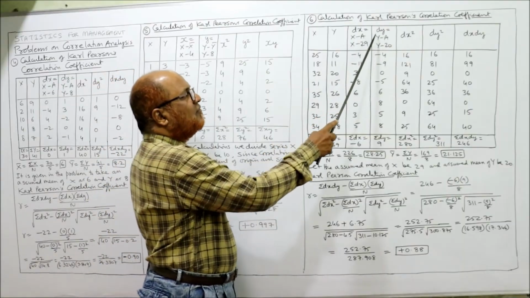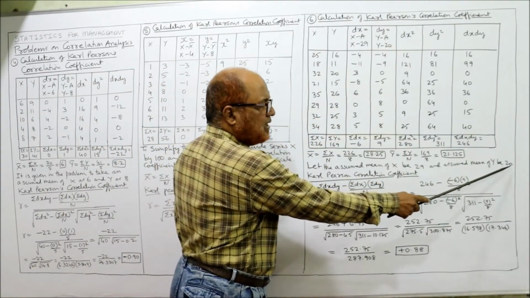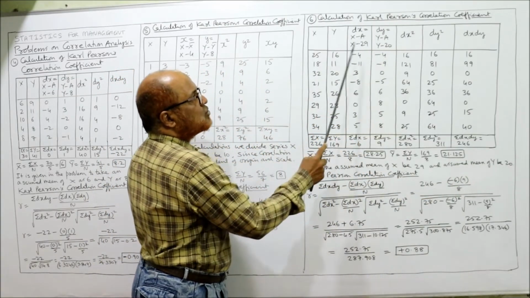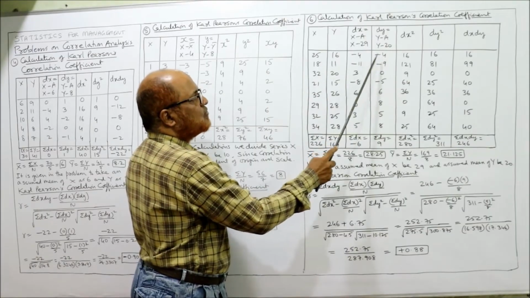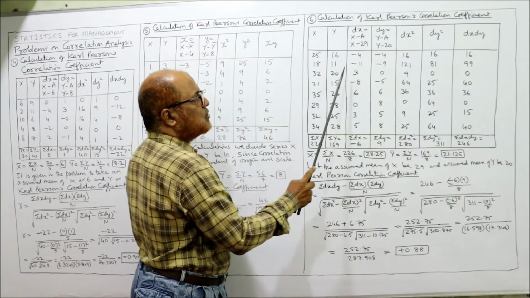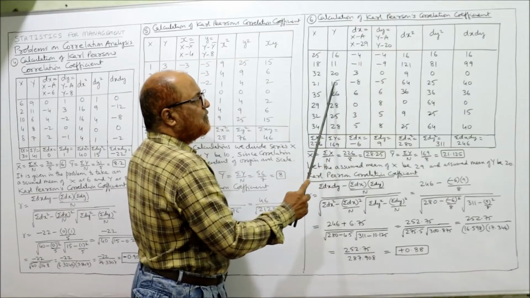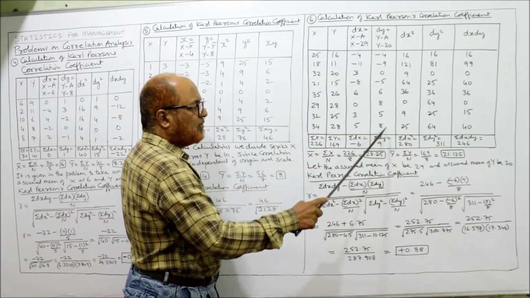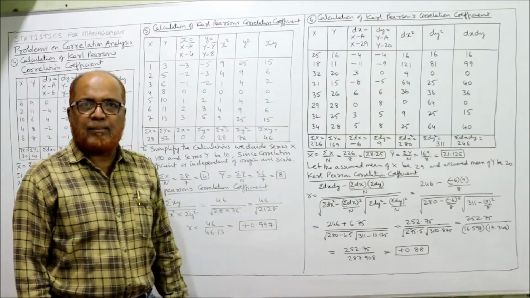Now dy. y minus A. What is the assumed mean here? 20. So y minus 20: 16 minus 20 is minus 4, 11 minus 20 is minus 9, 20 minus 20 is 0, 15 minus 20 is minus 5. Like that you have calculated. Summation dy is 9.